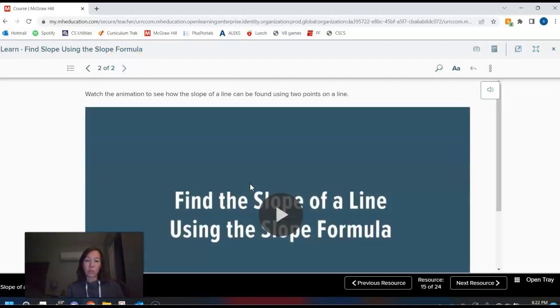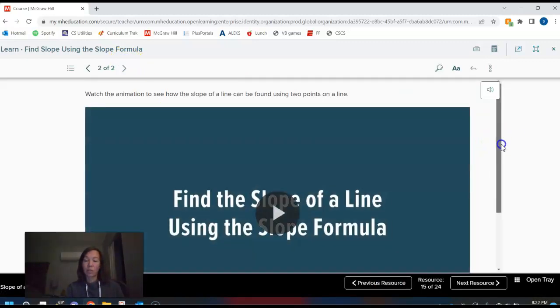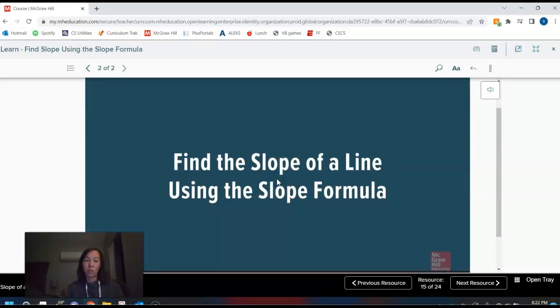And you can just watch this really quick to find how the slope can be found using this formula.